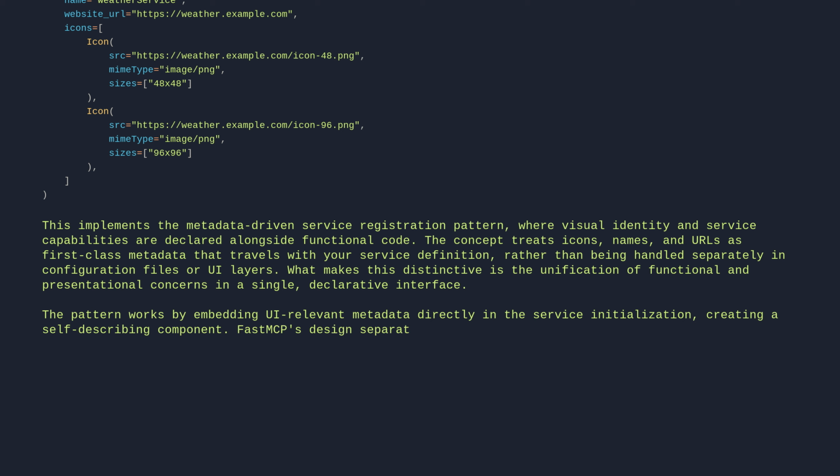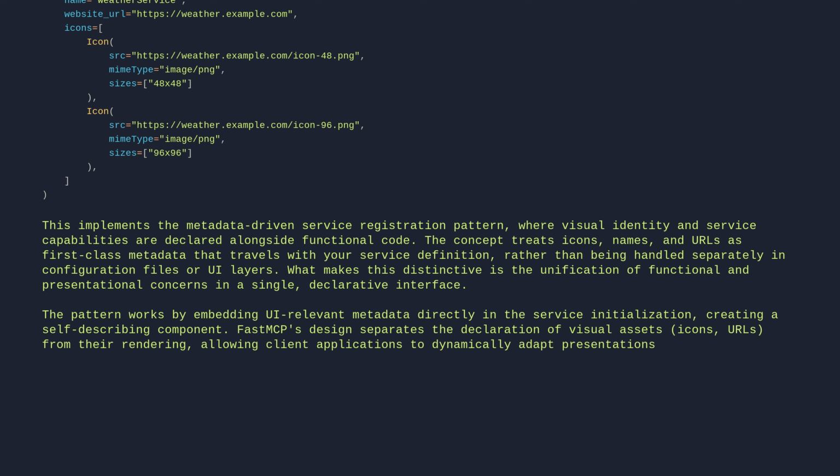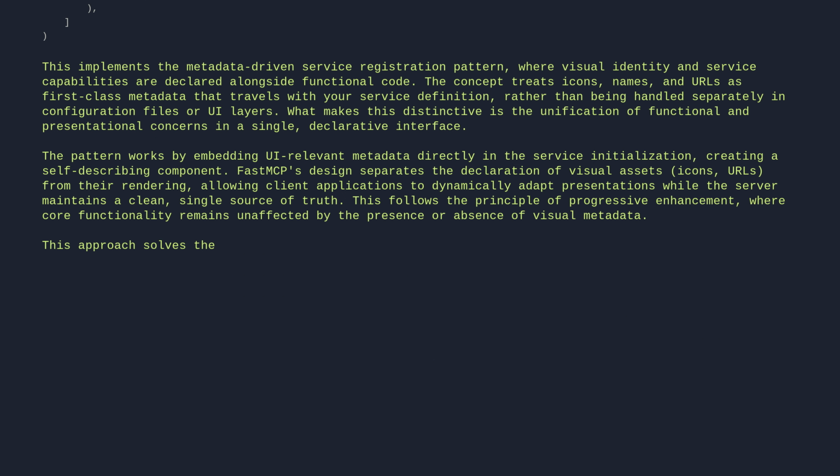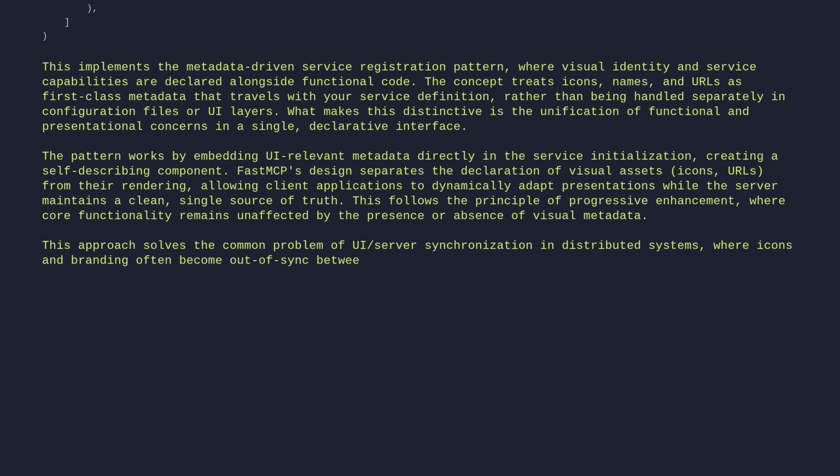FastMCP's design separates the declaration of visual assets, icons, URLs from their rendering, allowing client applications to dynamically adapt presentations while the server maintains a clean, single source of truth. This follows the principle of progressive enhancement, where core functionality remains unaffected by the presence or absence of visual metadata. This approach solves the common problem of UI server synchronization in distributed systems, where icons and branding often become out of sync between backend services and their client representations.